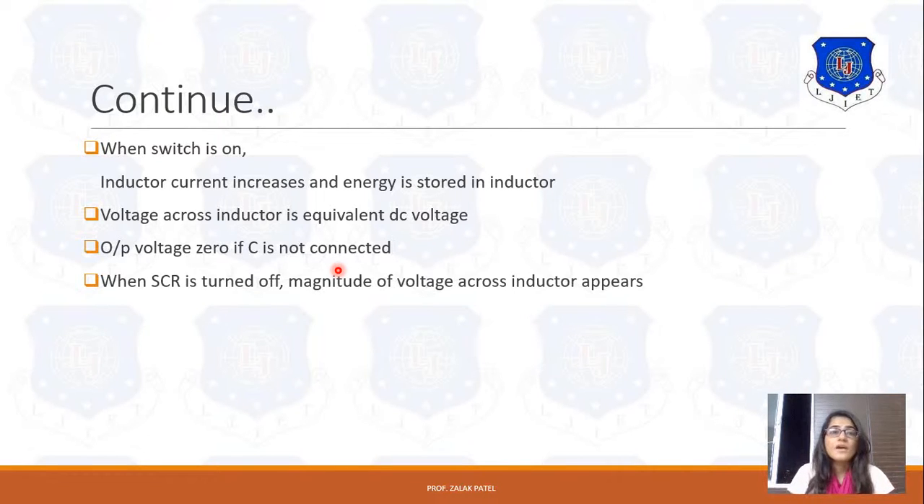Now what happens when the SCR is turned off? When the SCR is turned off, the voltage across the inductor appears, and at that time the total voltage is the original voltage E plus the voltage across the inductor, L di by dt. So you can say that when the switch is off, the total voltage is the source voltage plus the voltage across the inductor, that is L di by dt.